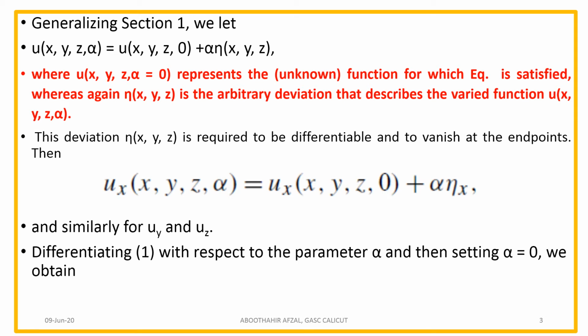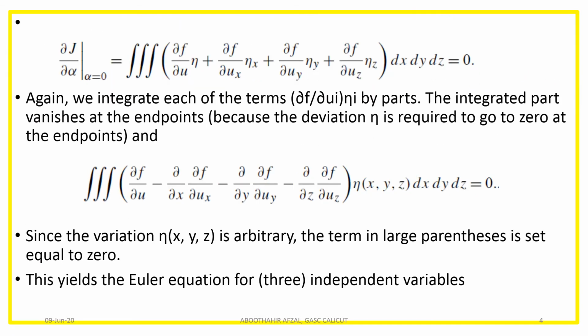And similarly we can write the expression for ux, which is the first derivative of u with respect to x. ux is also a function of x, y, z and alpha, which can be written as ux of x, y, z, 0 plus alpha eta x, where eta x is nothing but dou eta by dou x, the first derivative of eta. Coming to the next slide.